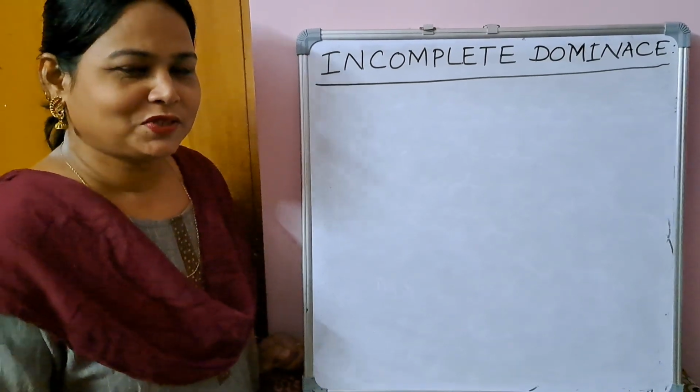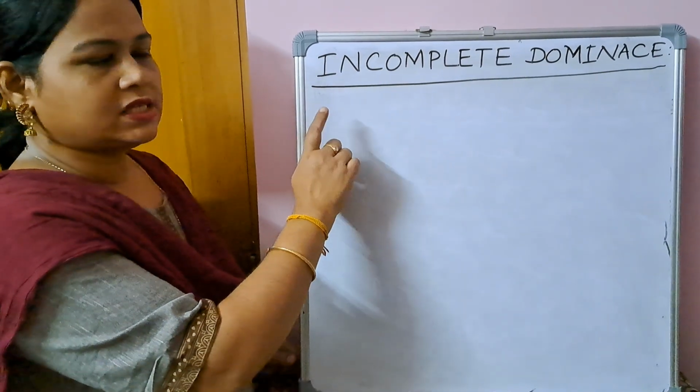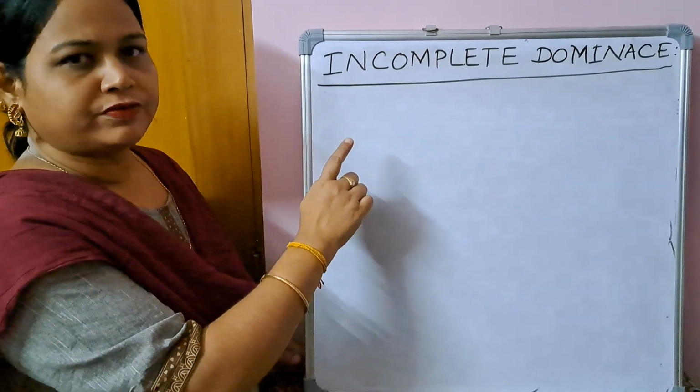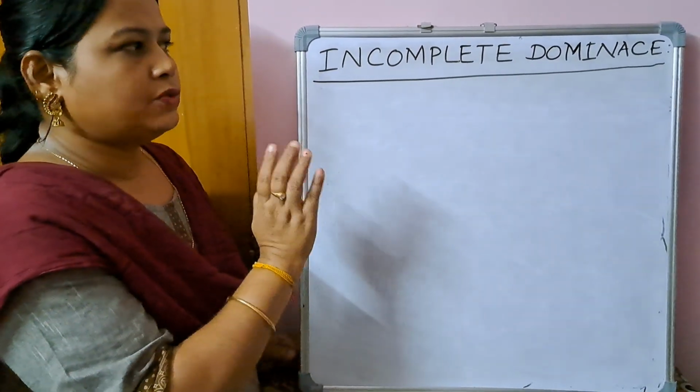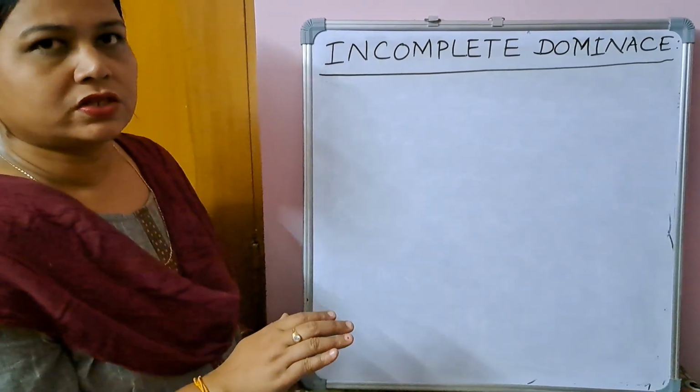Welcome back to another educational video, and today I will talk about incomplete dominance. This is again a part of Chapter 5 of the Class 12 Biology NCERT book, that is Principles of Inheritance and Variation.